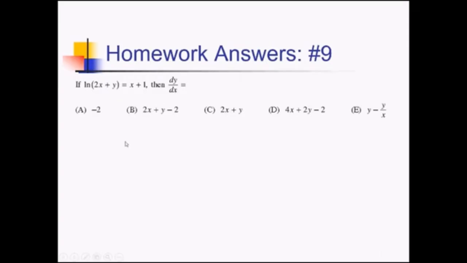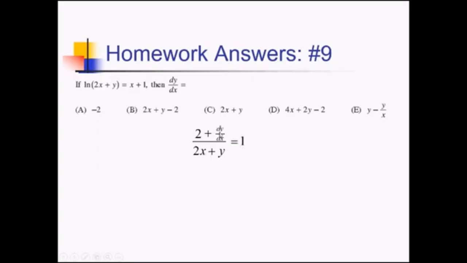All right, so on the left side, we have the derivative of ln of 2x plus y. That's going to be 1 over 2x plus y, so 1 over something, times the derivative of whatever's inside here. And I'm just going to put that directly in the numerator. So that's going to be 2 plus the derivative of y, which is dy over dx. And all of that now is going to equal the derivative of x plus 1, which is just 1.